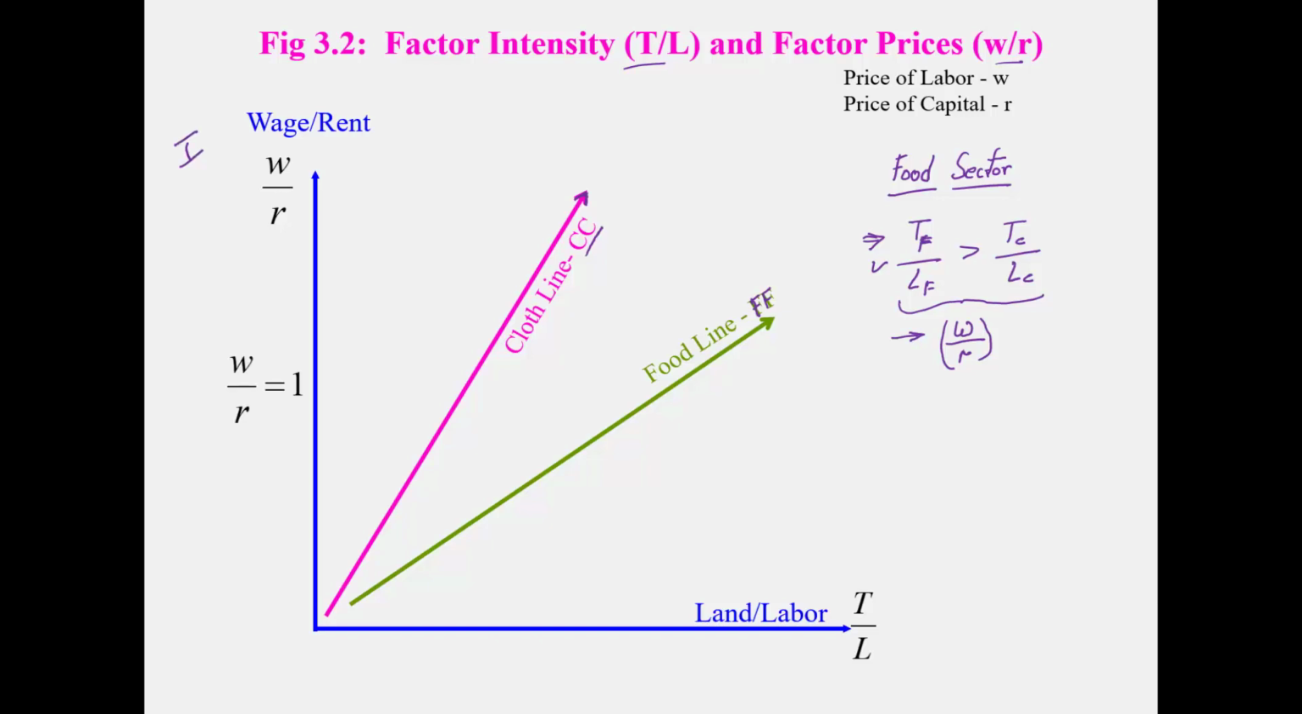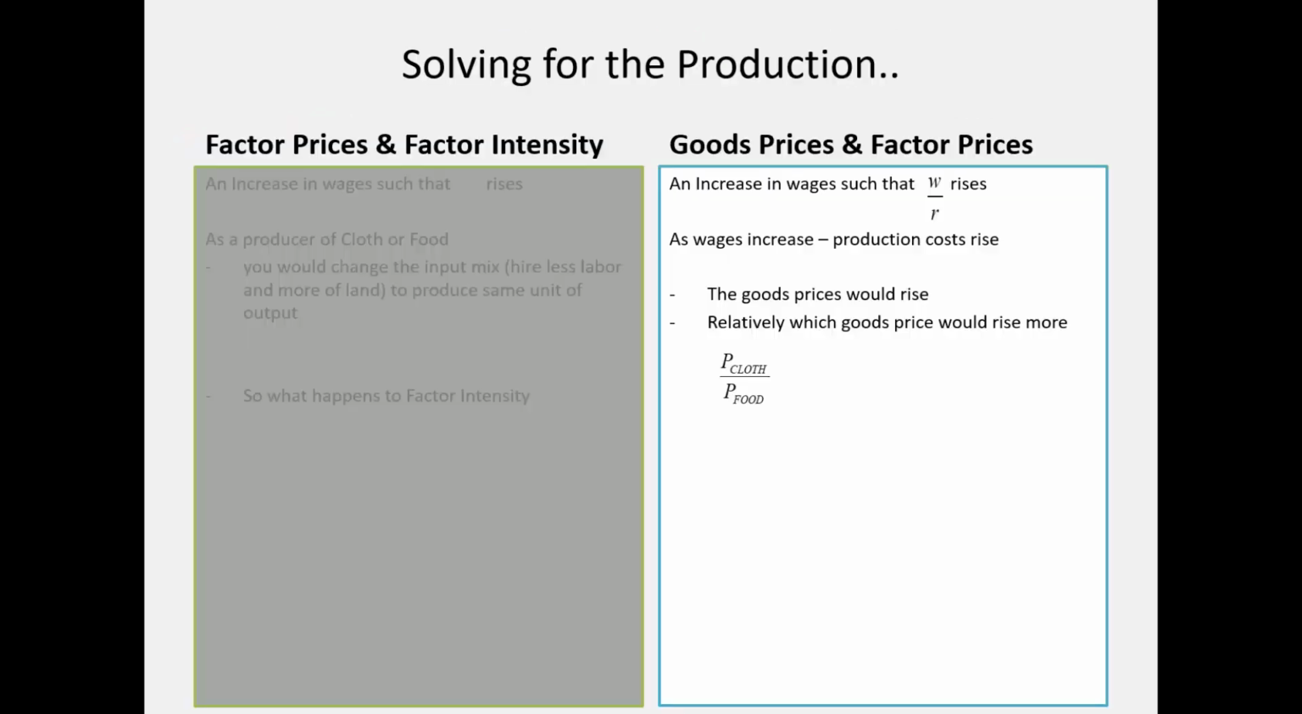We can double check that at a given wage by rental ratio, let's assume it's 1, we have the land by labor ratio for cloth. I'm just giving it some numbers. You could have assumed this is 3, just to bring the point home. And the land by labor ratio for food is 3. So food is relatively more land intensive than cloth for a given wage by rental ratio. So our assumption of the model is satisfied here.